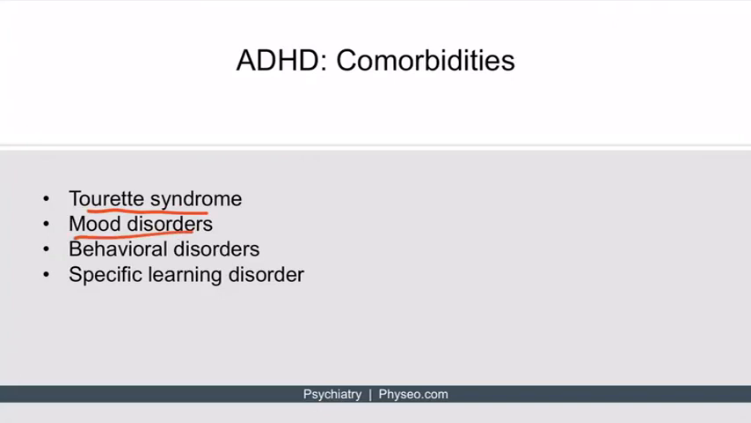Children and adults with ADHD often struggle with mood dysfunction and substance use. Also, there are frequent comorbidities with behavioral disorders, such as oppositional defiant disorder, as well as learning disorders. Therefore, identifying comorbid conditions is key to proper treatment.